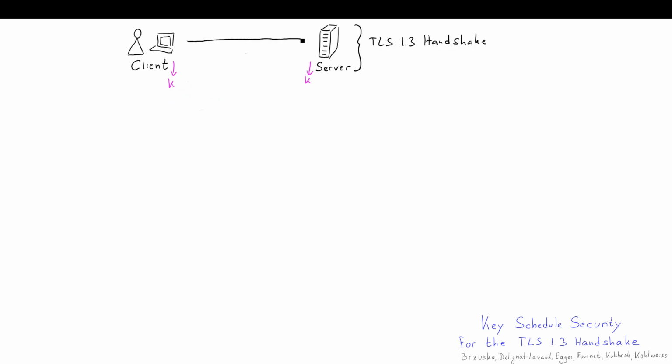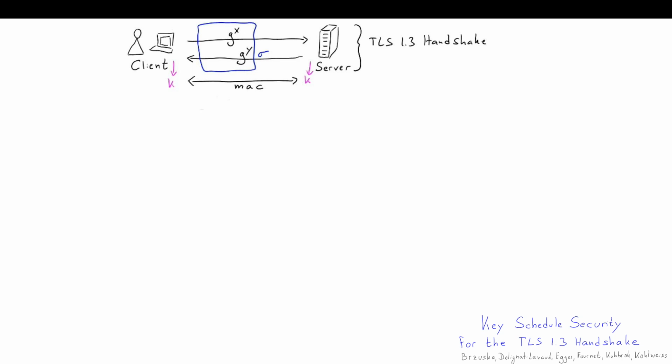At the core of the TLS 1.3 handshake protocol is a one-sided authenticated Diffie-Hellman protocol, so the client sends G to the X, the server sends G to the Y, and then additionally the server sends a signature over G to the X and G to the Y, and then both parties authenticate the transcript with a MAC.